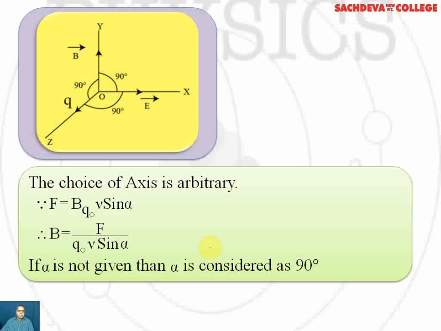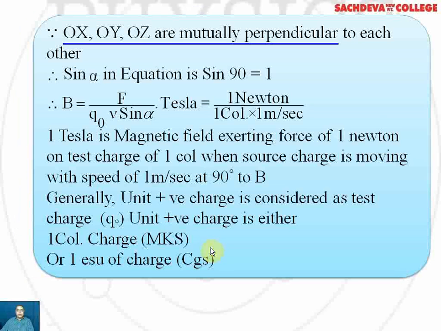So here in the figure, the electric field is shown on the x-axis, the magnetic field on the y-axis, and the motion of charge is indicated on the z-axis. So the velocity of the charge will be along the z-axis, and all three axes are mutually perpendicular. Therefore, the formula for magnetic field will be F over Q naught V sine alpha. If alpha is not given, then it is considered as 90 degrees. OX, OY, OZ are mutually perpendicular, and sine alpha in the equation can be taken as sine 90, that is 1. So B is calculated in Tesla.